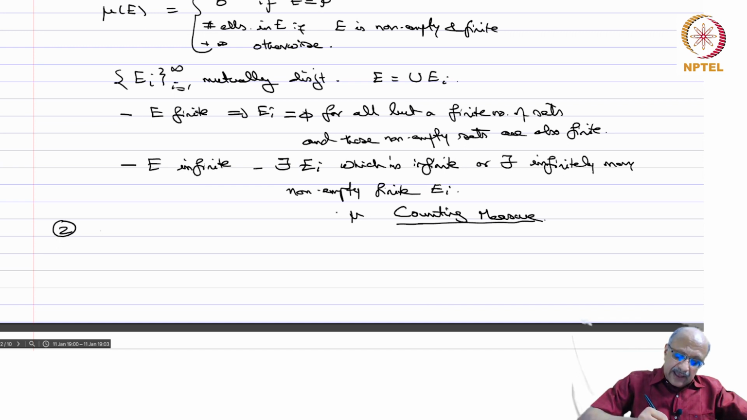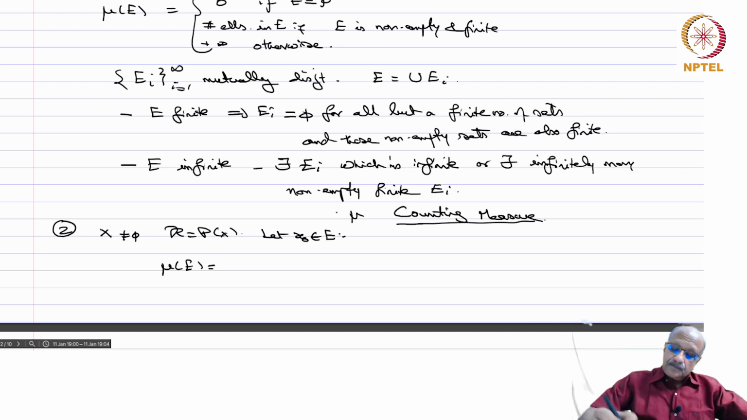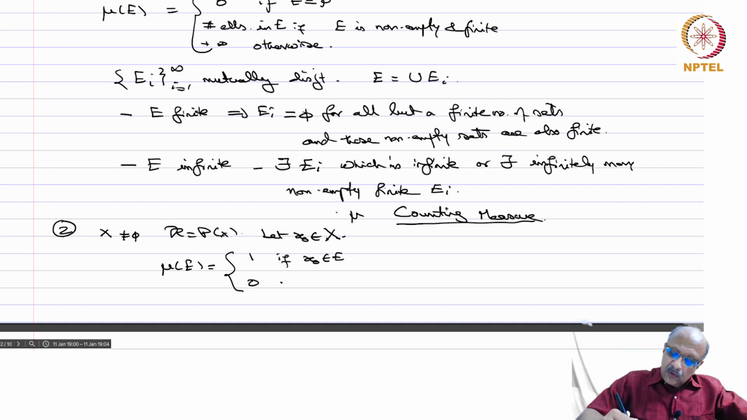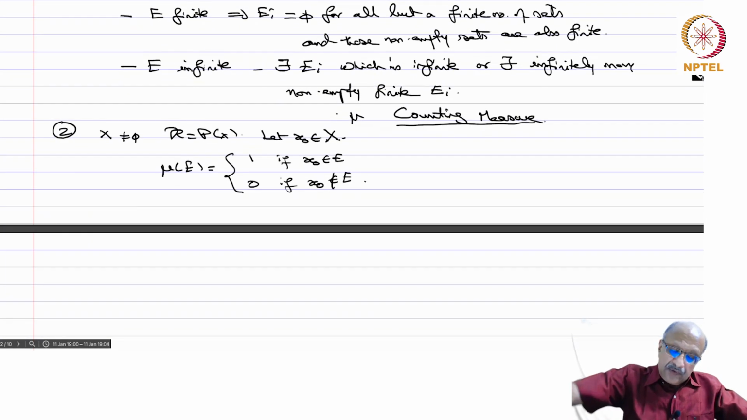Mu is called the counting measure because it counts the number of elements in the set. The second example: again X is any non-empty set, and you have R equals P of X, and let x naught belong to X. Mu of E is equal to 1 if x naught belongs to E, and 0 if x naught does not belong to E. Now again this is non-negative. Mu of the empty set is obviously 0, so we have to check countable additivity.